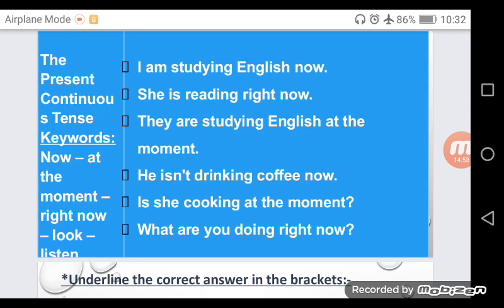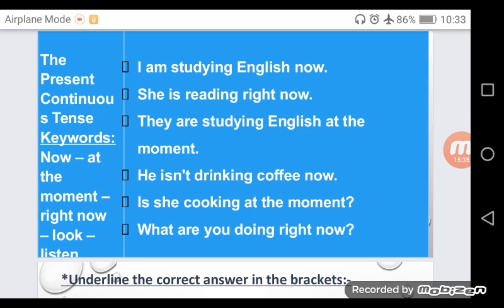Look at the first sentence. I am studying English now. Look at this structure. Am, study, ing. This is the form which we use to make present continuous. We have am because the subject is I, then infinitive, study, then ing. So the present continuous consists of three parts: am, is, are, one part; infinitive, the second part; ing, the third part.